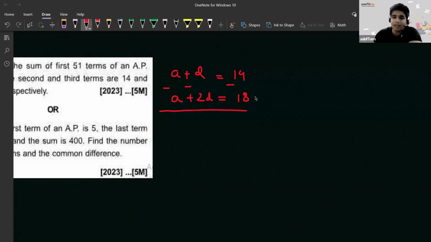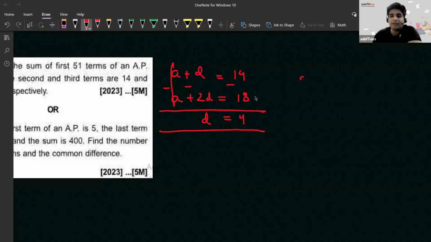Yes. So using elimination method, I will get the value of D first. A minus A will be 0. 2D minus D will become D, everyone. 18 minus 14 will become 4. So my common difference is what, everyone? My common difference is 4, right?